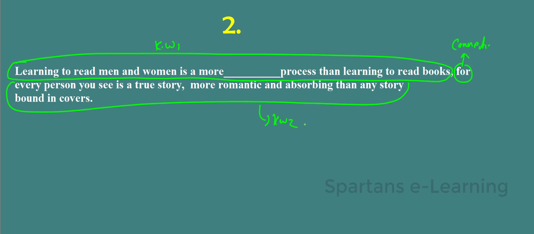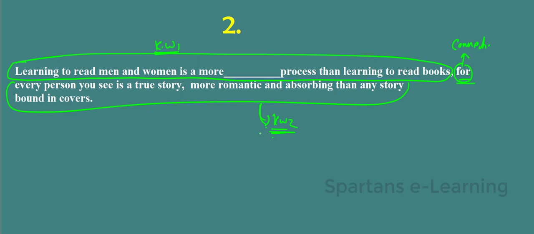Now this is at the superficial level. So it is saying that learning to read men and women is more dash process than learning to read books. So it is giving some meaning, so I am taking it as one keyword. "For" means because: every person you see is a true story, more romantic and absorbing than a story bound in covers. Now whatever meaning is conveyed by the second keyword, since this connector is supporting, the first keyword will also be in the same direction as keyword 2.